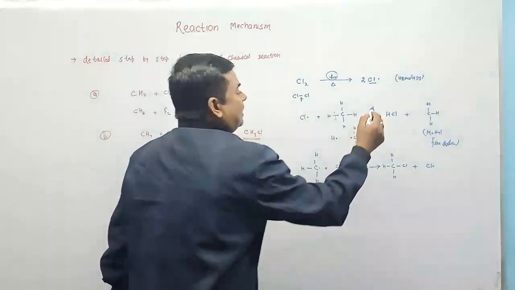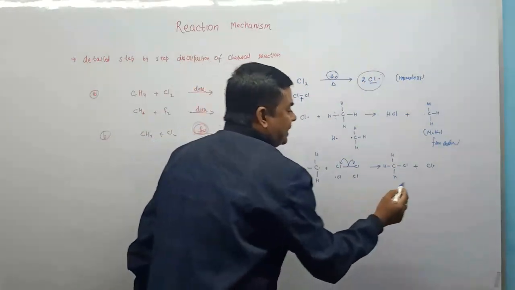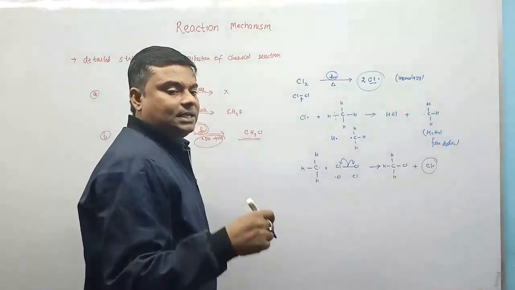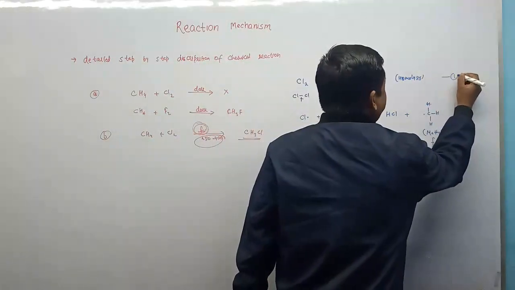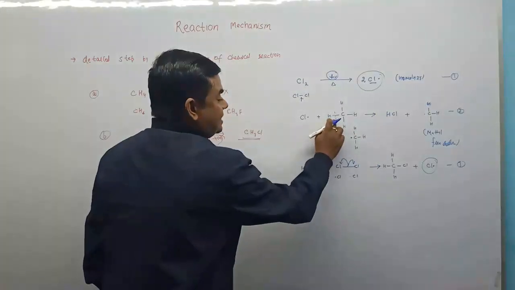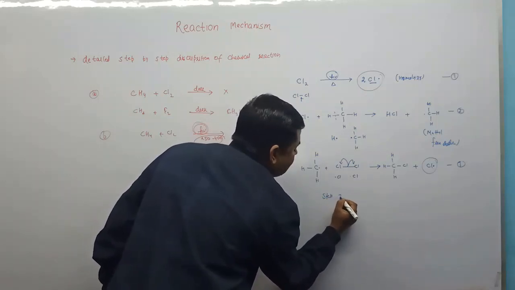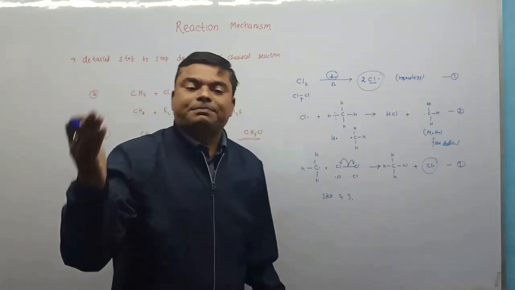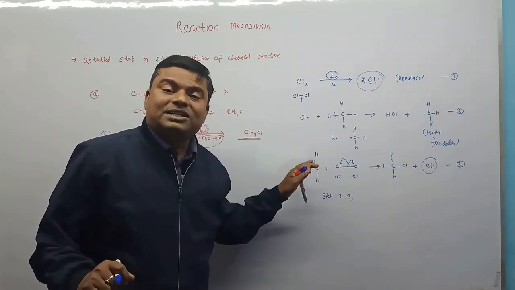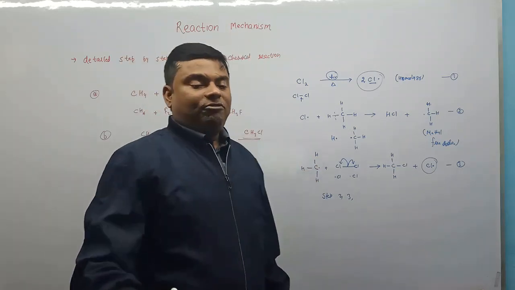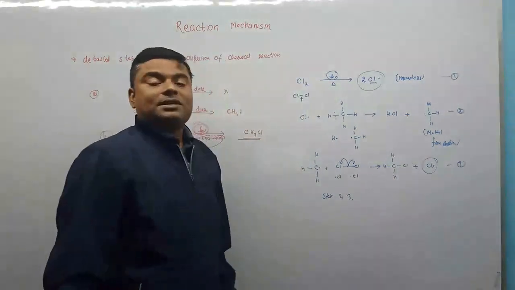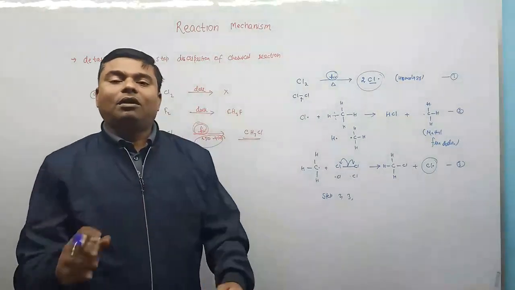Whatever Cl is formed here, the chlorine atom is formed again, and the steps go like this: this is step 1, this is step 2, and this is step 3. Again Cl attacks CH4, step 2, step 3, step 2, step 3, until the concentration of CH4 goes down, and finally the product is formed, that is CH3Cl. So this is the mechanism of what?